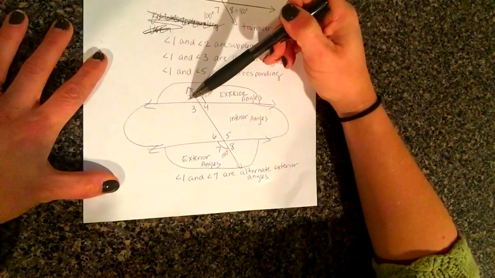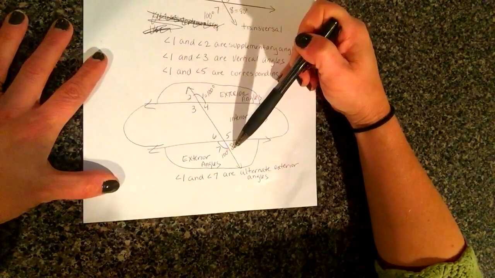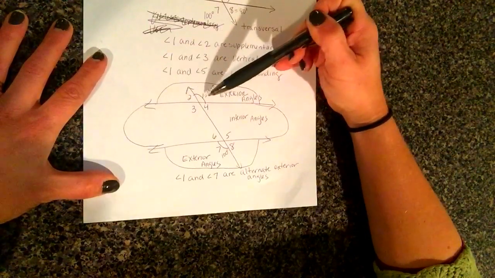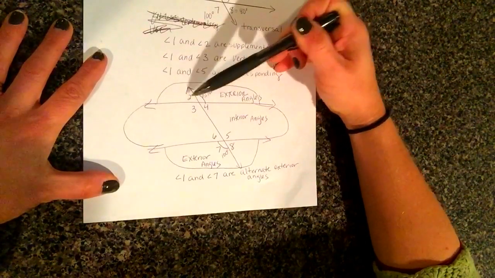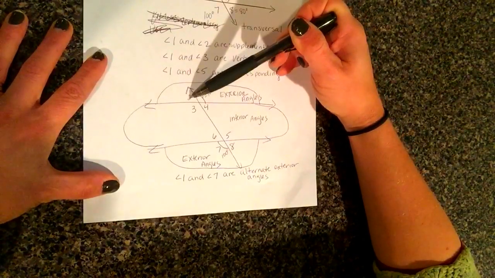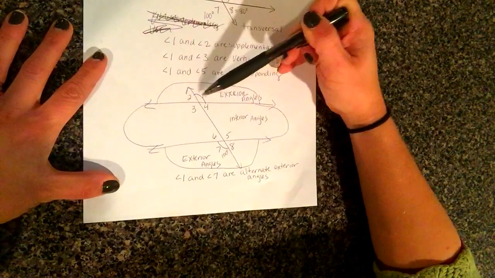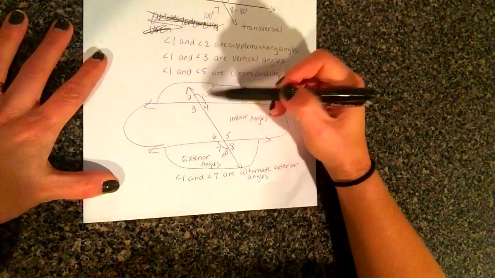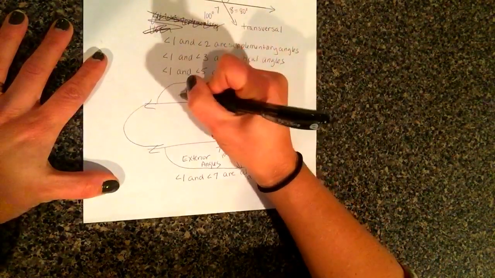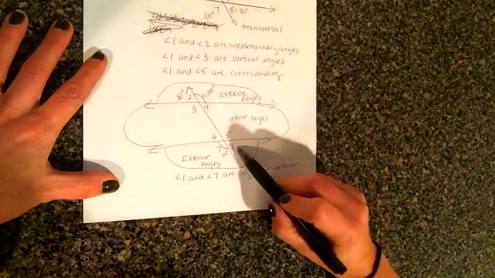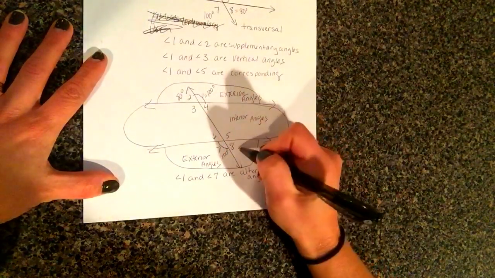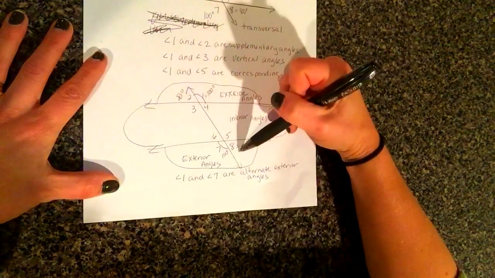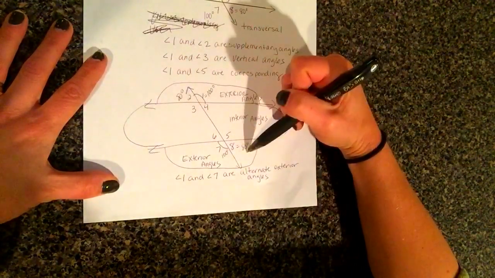Now, angle 2 and angle 8 are also the same. How do I know what angle 2 is if angle 2 and angle 1 are on the same line? Well, I know that angle 2 is 80 because I know that both angles together add up to 180, and they're called supplementary angles. So if I know angle 2 is 80 degrees, then I also know that angle 8 has to equal 80 degrees because those are also alternate exterior angles.